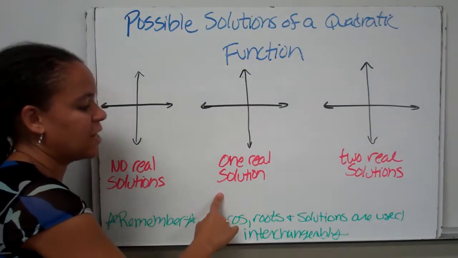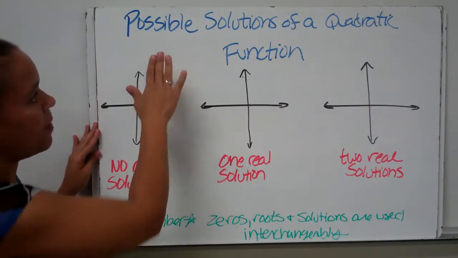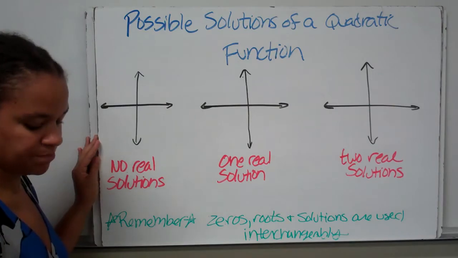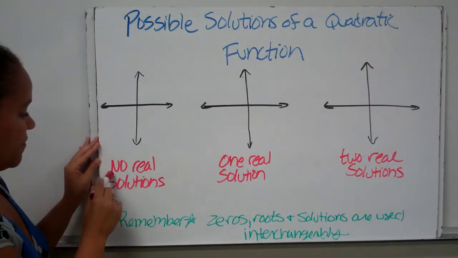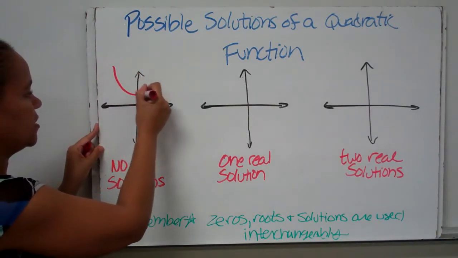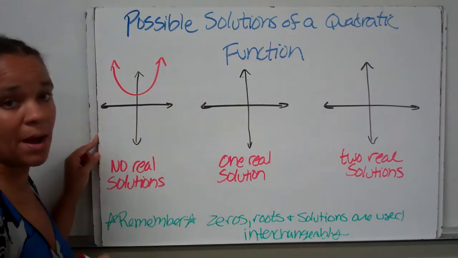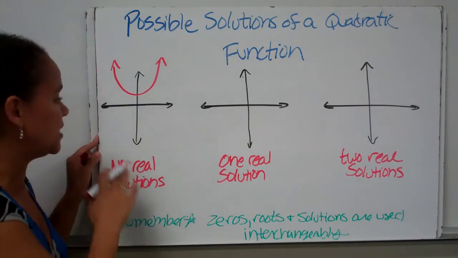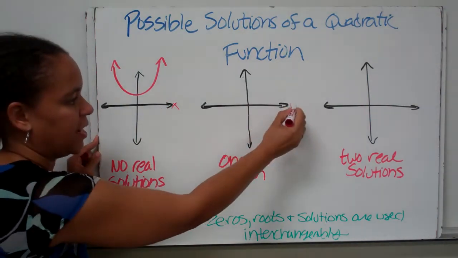So first, let's look at the three possibilities, the possible solutions for a quadratic function. One thing you could have is no real solutions. So a graph may look something like this. Here's the parabola. There are no real solutions because it never crosses the x-axis.